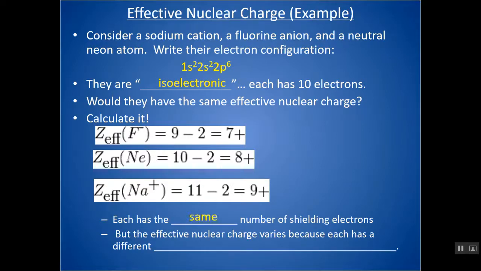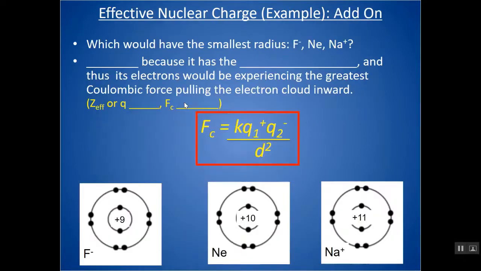Okay, so even though each has the same number of shielding electrons, the effective nuclear charge varies because each has a different number of protons. It's protons minus shielding electrons that affect the effective nuclear charge. Which would have the smallest radius?